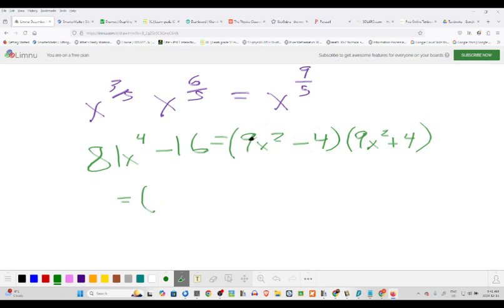We factor this 9x squared minus 4 as the difference of perfect squares. We have 3x minus 2 times 3x plus 2 times 9x squared plus 4. We cannot factor the latter as the difference of perfect squares because of that plus sign. The difference of perfect squares means you must be subtracting.